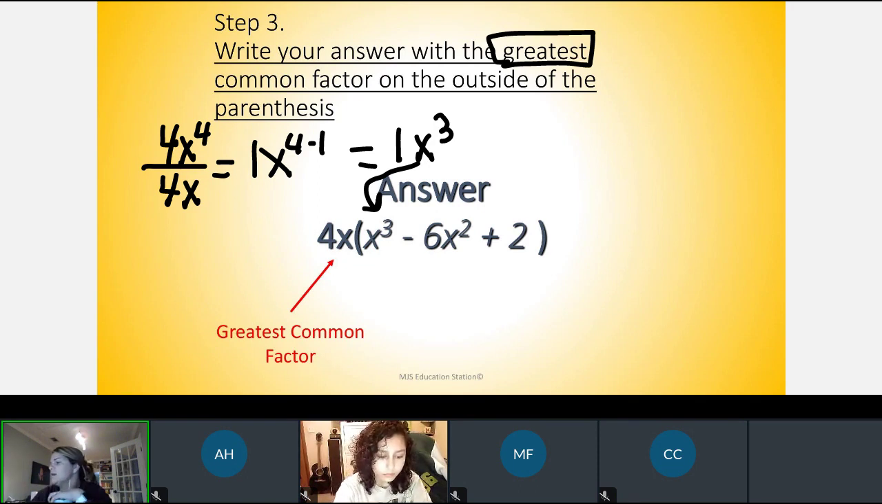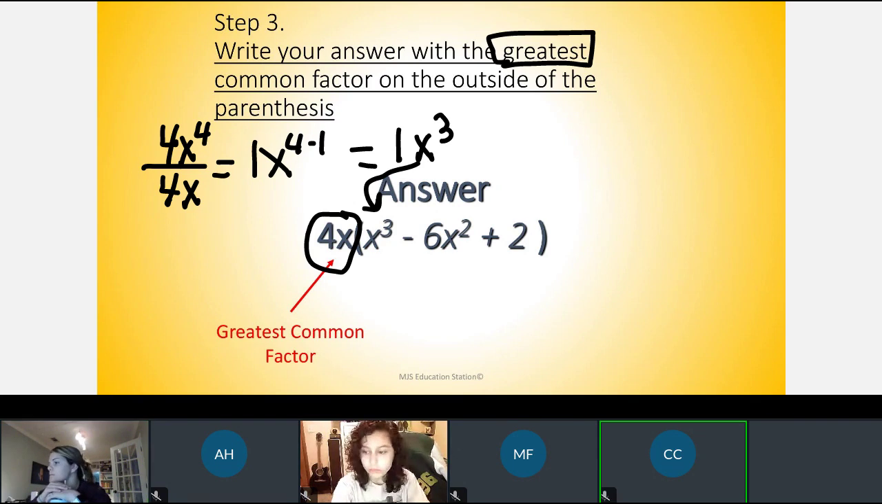Nope, 1's not the greatest common factor. The greatest common factor is what we pulled out in front. Caitlin, does that make sense? So you just divided the 4x, 4 divided by 4x, and then you just added the exponents? I didn't add them. I subtracted 4 minus 1.